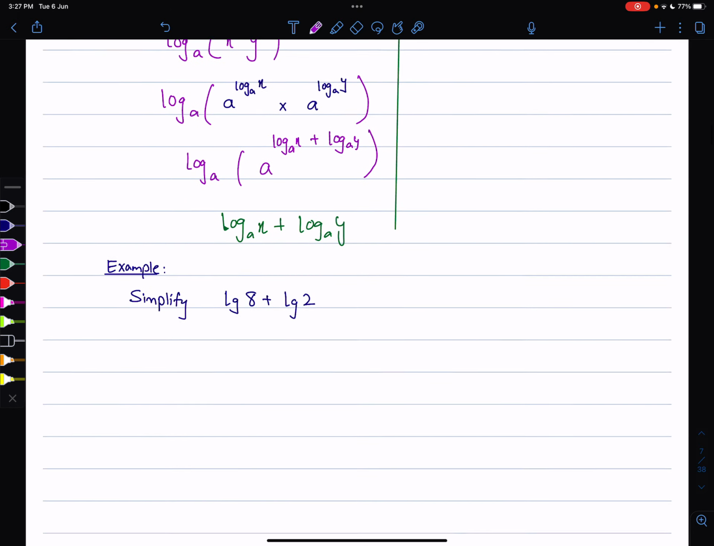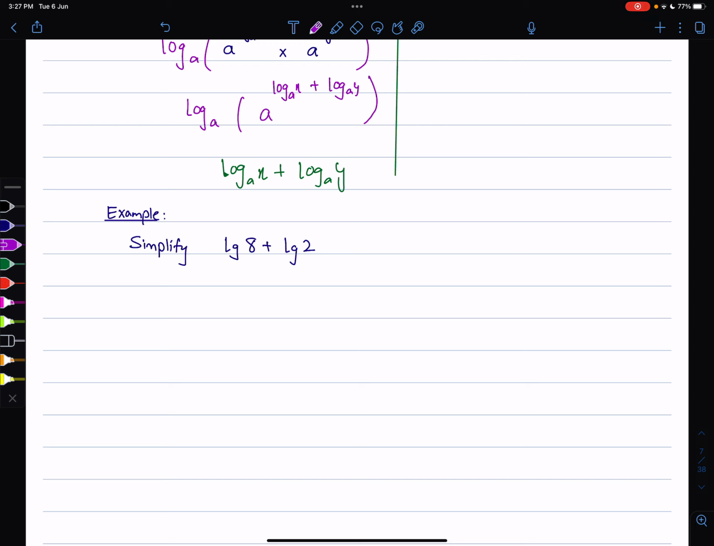Let's apply this rule now. Simplify LG8 plus LG2. Now LG is a short form of writing log to the base 10. So if you want to simplify this, we have the same base, log to the base 10, and these two expressions are being added together.